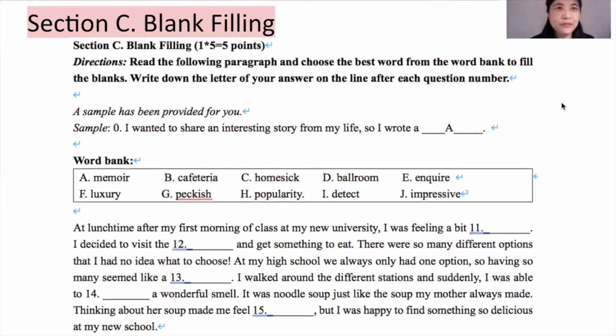Section C is blank filling. The students are asked to read the following paragraph and choose the best word from the word bank to fill in the blanks. Here the sample is, "I wanted to share an interesting story from my life, so I wrote" and in the word bank, a memoir is the right choice because it just completes the sentence, both in the structure and meaning.